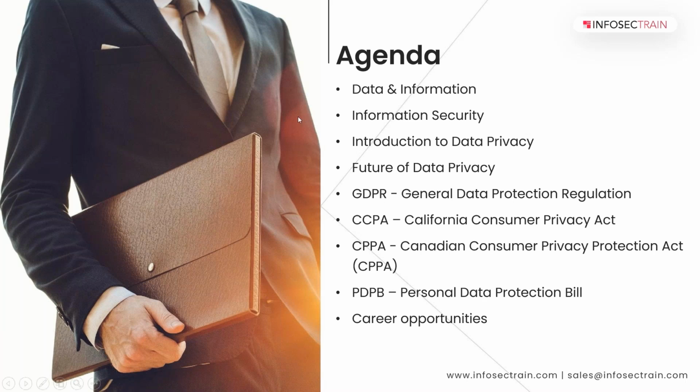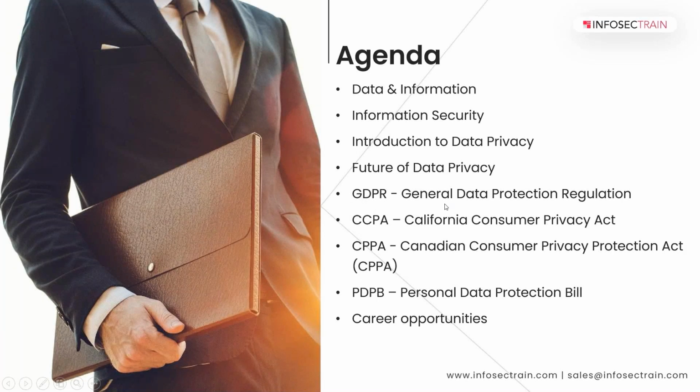We are going to see the meaning of data and information and the difference between them. Then, what is the meaning of information security? Then how do we say that it is going to be data privacy? What is the definition of data privacy? And what is the future, where we are moving towards in terms of data privacy?